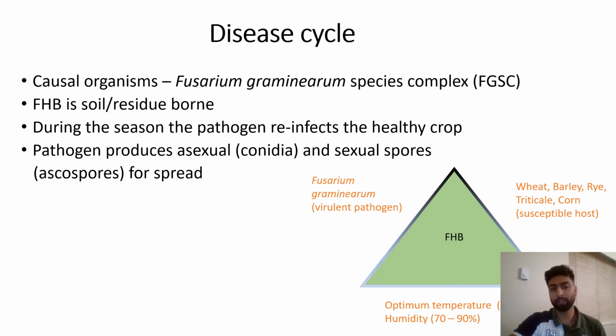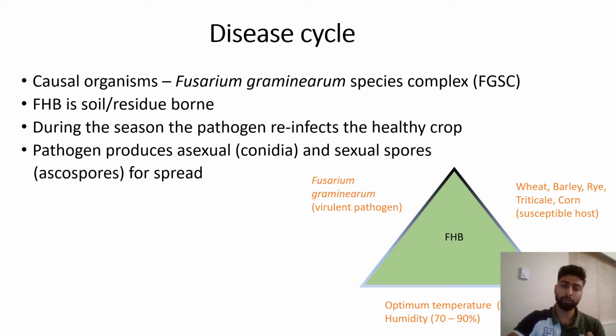It's soil and residue borne. So it remains dormant in soil or the residue of the other host plant like corn, rye, barley. During the season when you have healthy wheat crop in your field, it will reinfect that during the flowering stage, and the mode of transmittance is through spores via wind or rain splashes. The spores produced are conidia, which are the asexual spores, and ascospores, which are the sexual spores.